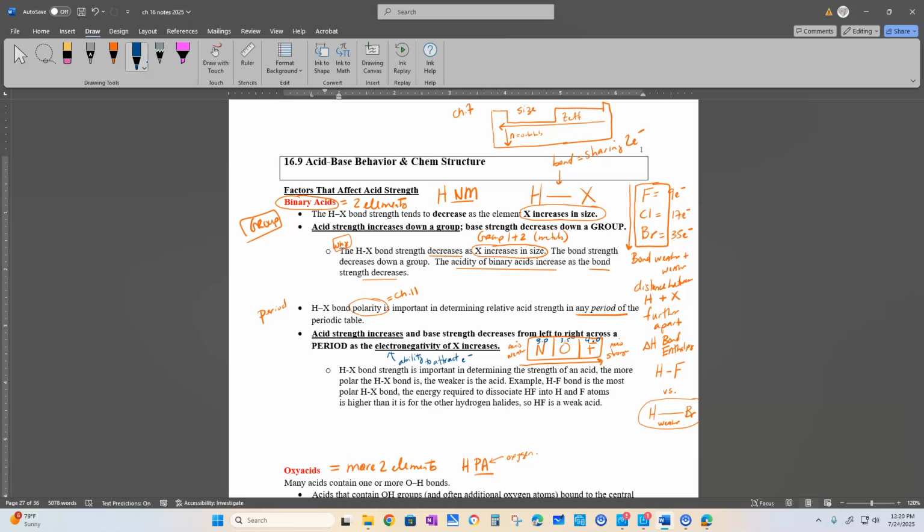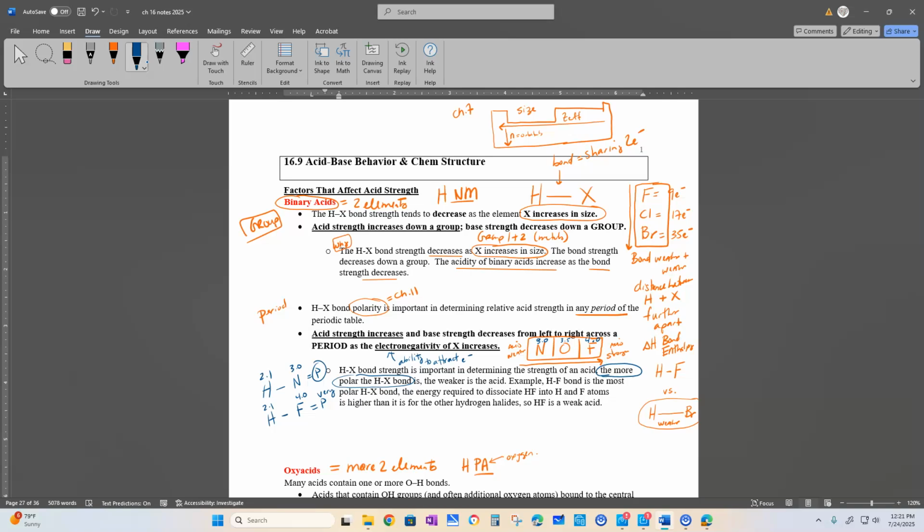So how does this help with explaining? Well, the bond strength is important to determine the strength of the acid: the more polar the bond is. Remember, hydrogen has an electronegativity of 2.1 versus nitrogen, which is 3.0. Yeah, that's polar. But hydrogen versus fluorine, 2.1 and 4.0, it's not only polar, it's very polar.